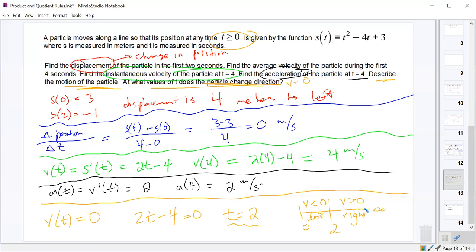So we can say our particle starts at 3, and it moves to the left for the first 2 seconds with an acceleration of 2 meters per second squared. Then it stops moving to the left at t equals 2, continues to have the same acceleration because that doesn't change, and starts moving to the right and continues moving to the right forever. Good or no?